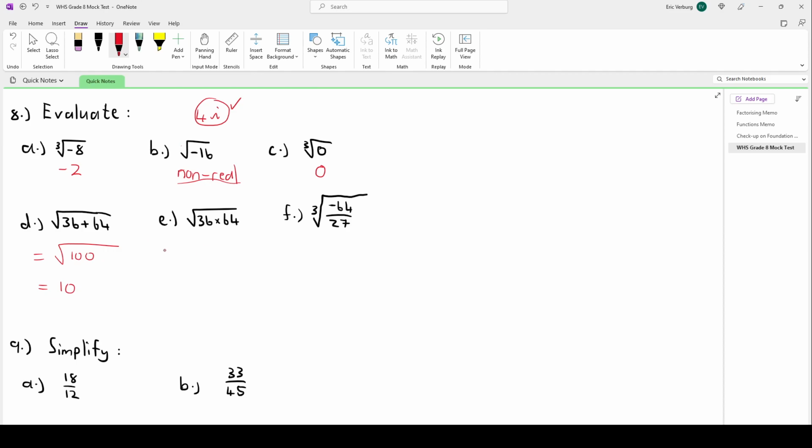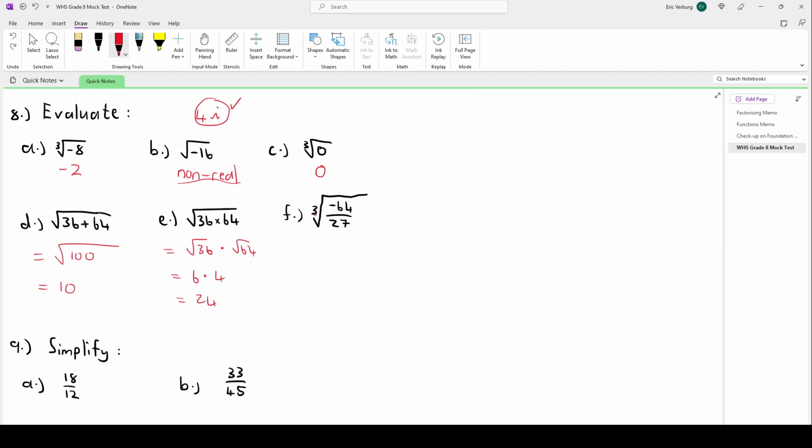Okay, question E. This one we can split up, so we can say this is the square root of 36 times the square root of 64. The square root of 36 is 6, the square root of 64 is 8, and then 6 times 8 is 48. That's probably the easiest way to do it. You could have also worked out what 36 times 64 is, which is 2304, and then taken the square root of that. But that's more complicated, right? Bigger numbers. And this, I believe, is a non-calculator test, so it's better to split them up if you can.